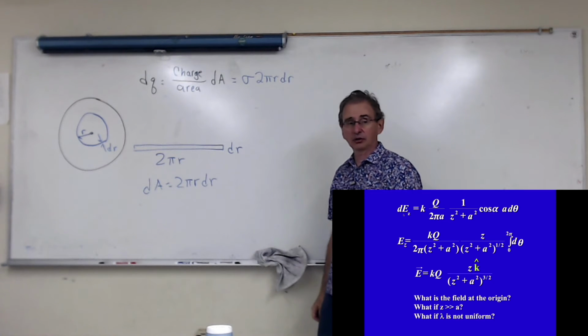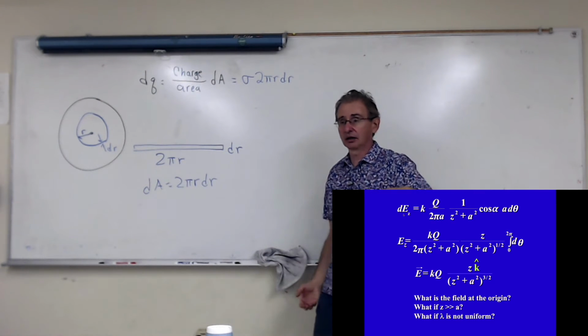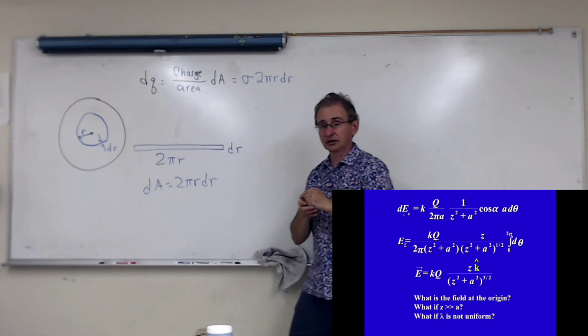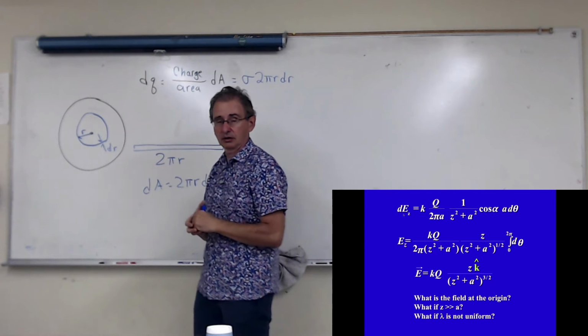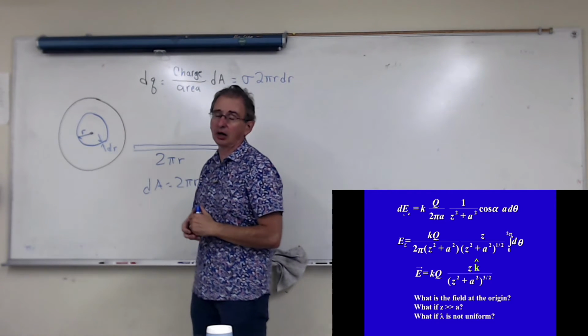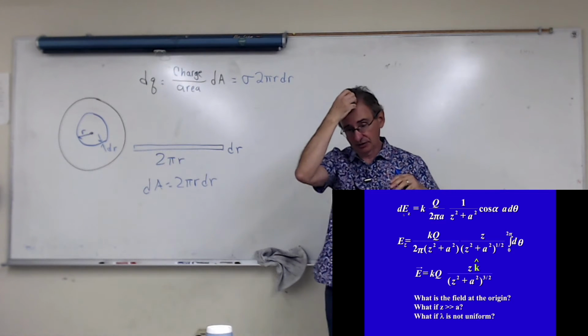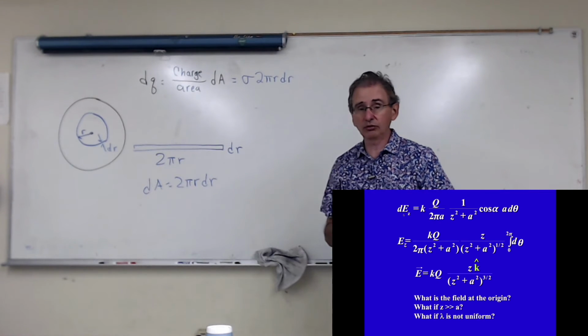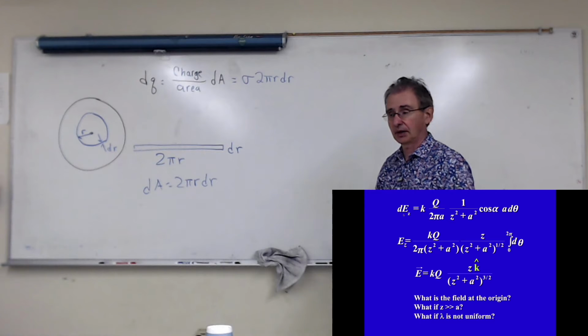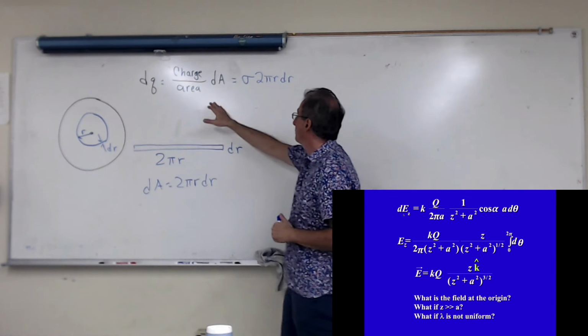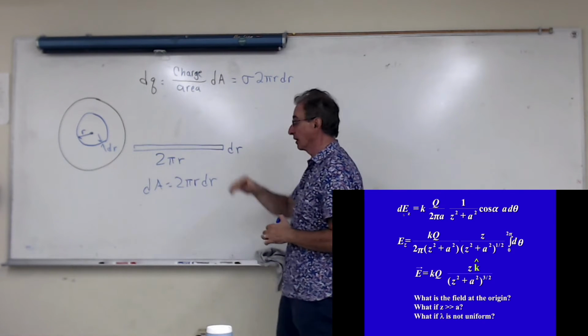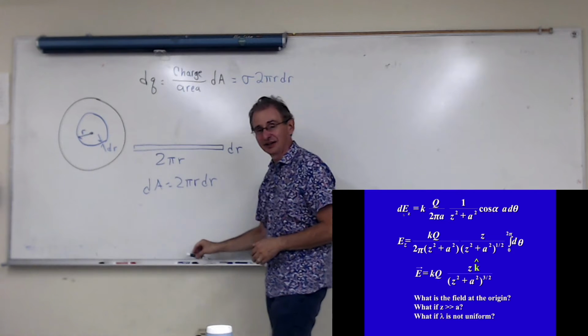Okay. So the problem we did earlier is just a ring. The disk is the sum of those rings. So you have to integrate over r. The video I have on Canvas goes over this problem. You need to watch it. Okay. And in problem number 9, I have you go over how to calculate your dqs for various geometries.